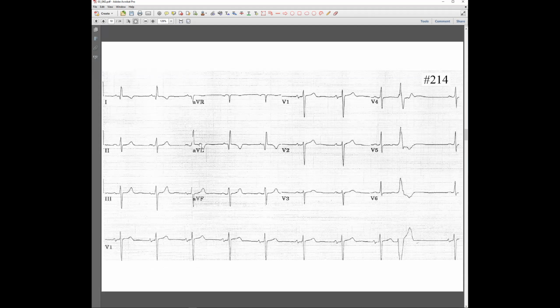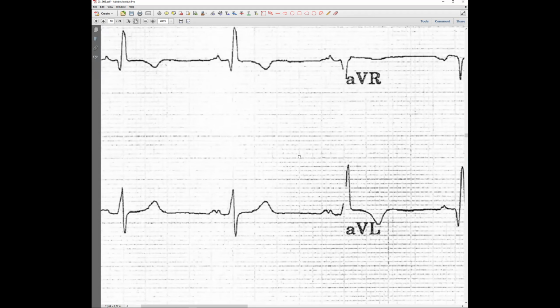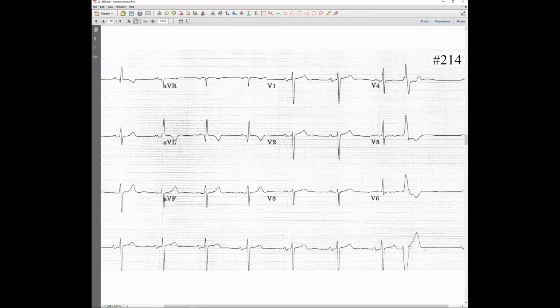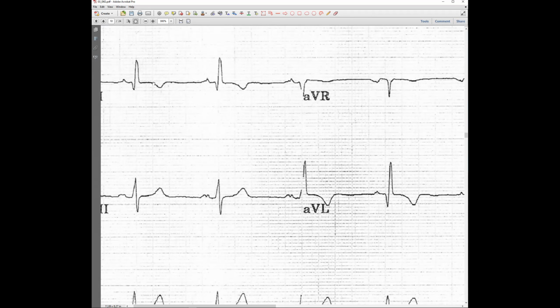Pathological Q wave can be seen in lead number 1 and AVL. But nothing else. And immediately you should look at the ST segment as well. ST segment, maybe in V2 and V3, but I don't think it's over 0.2 millimeters.